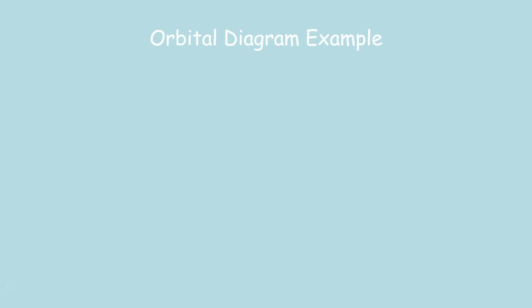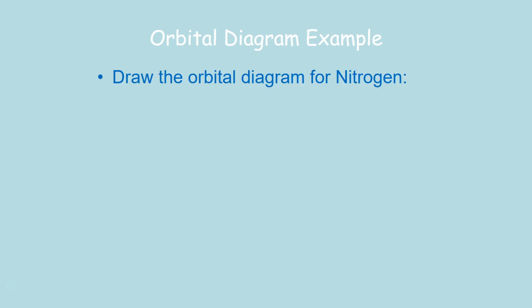So let's do an example together. Let's draw the orbital diagram for nitrogen. First thing you're going to do is write out the configuration for nitrogen. And you should write it out as 1s2, 2s2, 2p3. A pretty simple one.